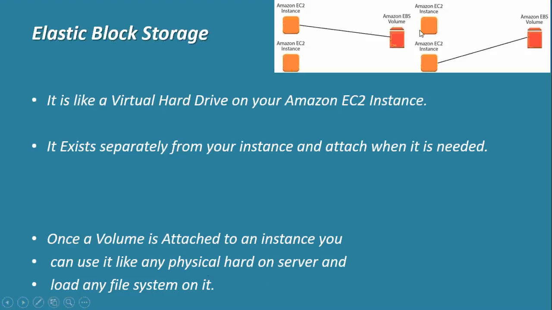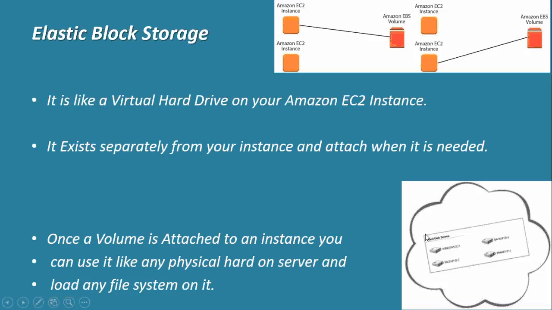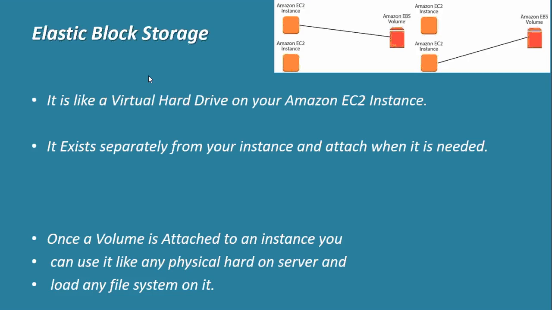So this is just a volume, like a physical hard drive on your laptop or a server. Once you have attached it, you can load any type of file system onto it and use it. This block storage is basically used for IO intensive applications wherein read-write IOPS are pretty high. In case you want that kind of performance, you can use elastic block storage. Once you map this volume, you will see these EBS volumes as hard drives on your EC2 instances.